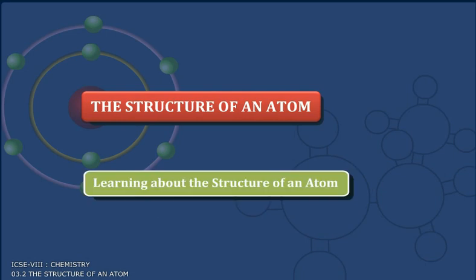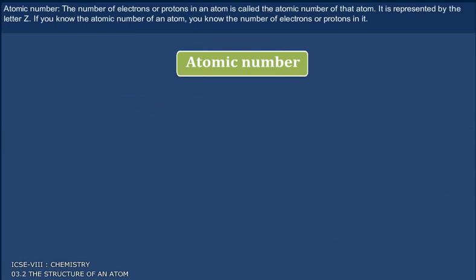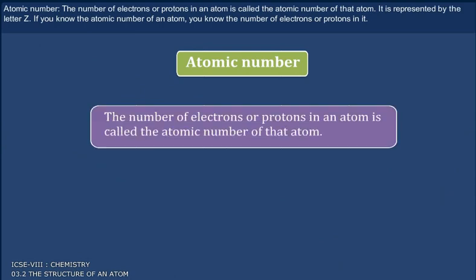Learning about the structure of an atom. Atomic number. The number of electrons or protons in an atom is called the atomic number of that atom. It is represented by the letter Z. If you know the atomic number of an atom, you know the number of electrons or protons in it.